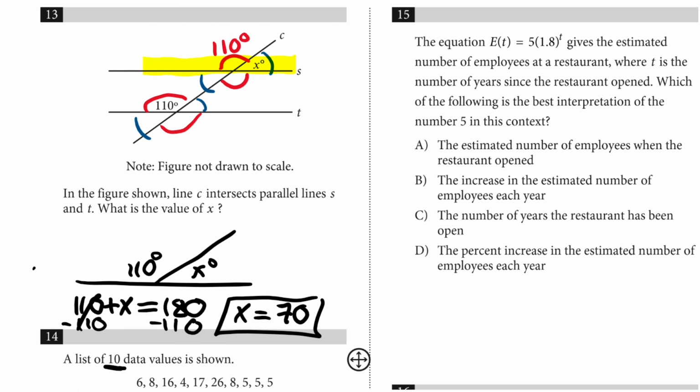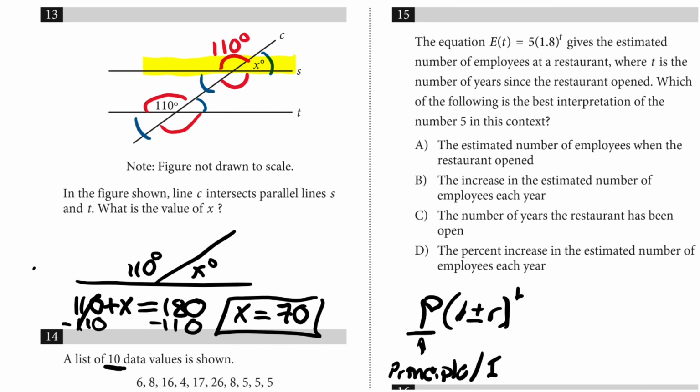Whenever we have an equation of the form p times 1 plus or minus our rate to the power of t, p is usually the principal or the initial amount. So 5 should represent the number of employees that the restaurant had the year that it opened. A says the estimated number of employees when the restaurant opened. That seems to be right.